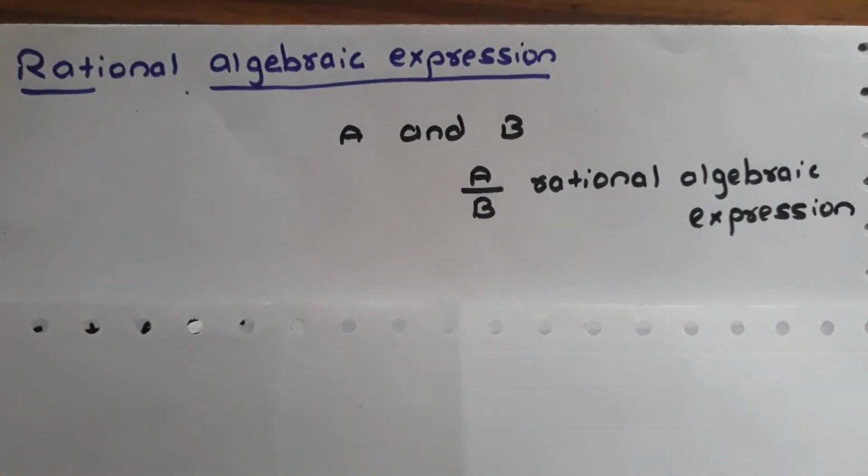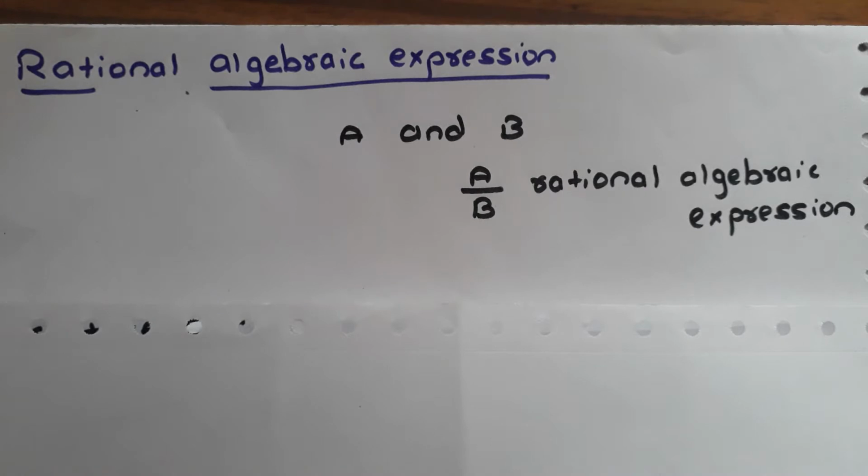We know that any number of the form p by q, where p and q are integers, is called a rational number. And we also know how to perform addition, subtraction, division and multiplication on rational numbers.